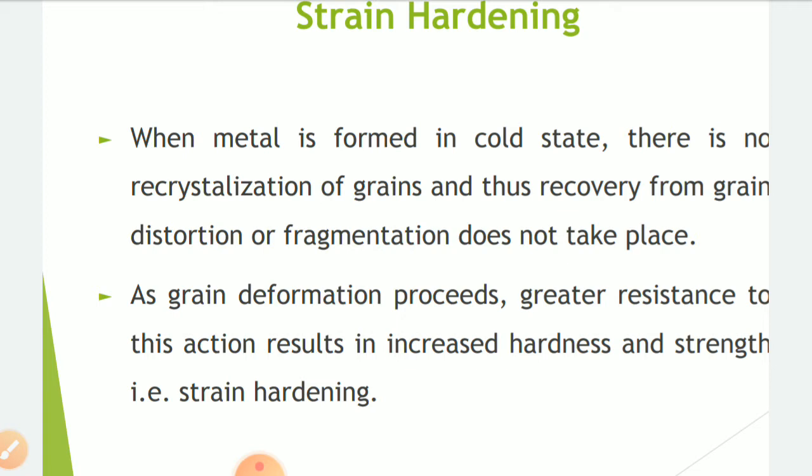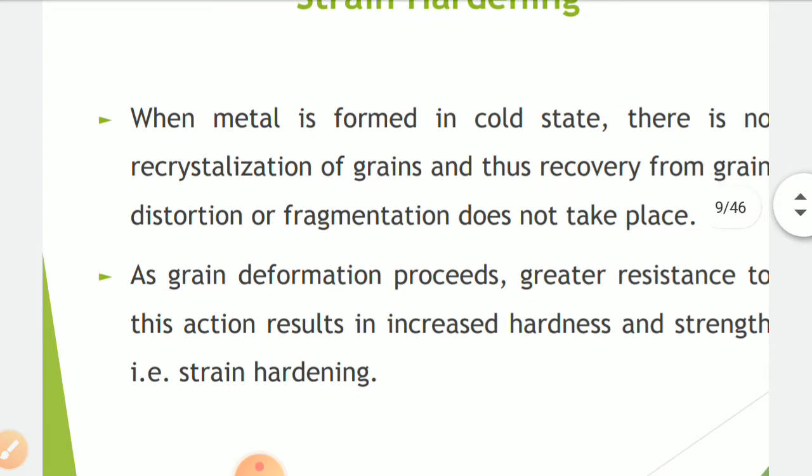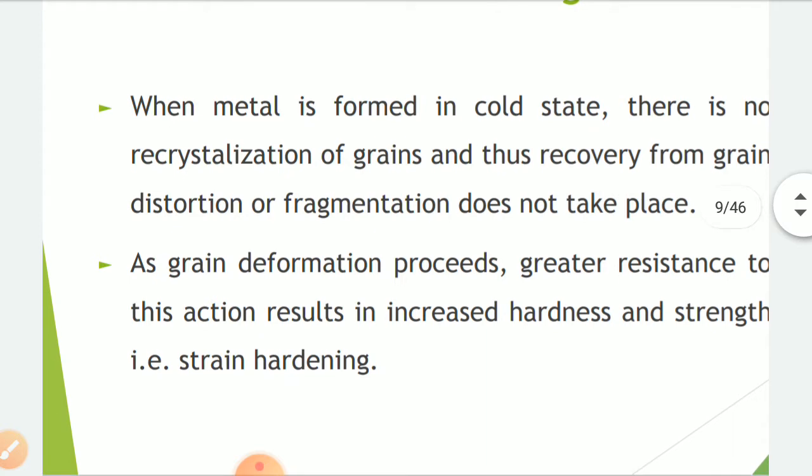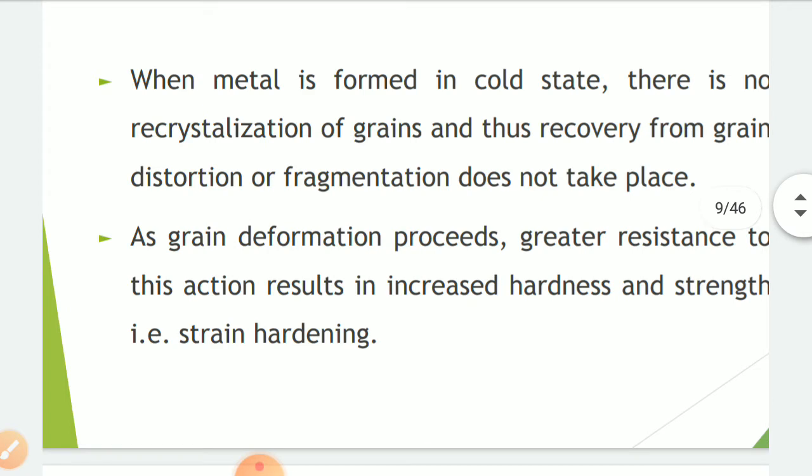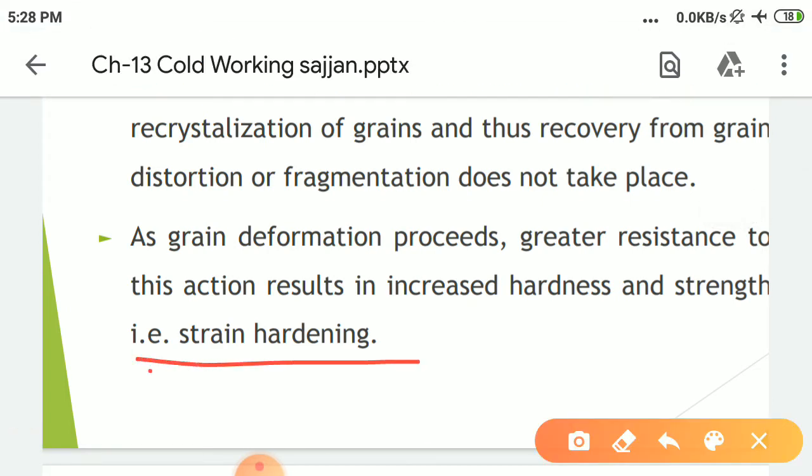Then what is the solution? If you want more cold working, you have to heat the material. There is no other option. So cold working is always followed by an annealing process, that is heating, to get further cold working or further deformation. Otherwise deformation is not possible without fracture. As grain deformation proceeds, greater resistance to this action results in increased hardness and strength, and that is known as strain hardening. You must remember this point.